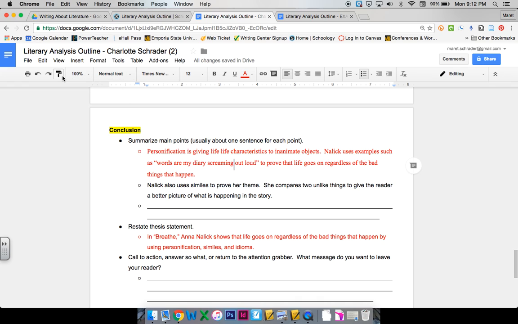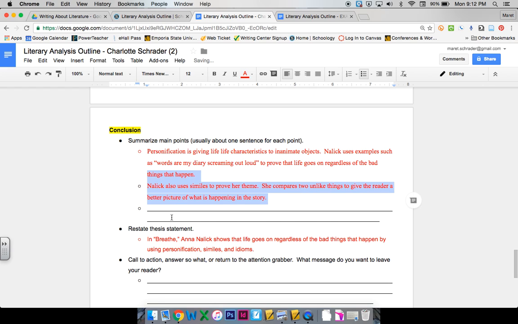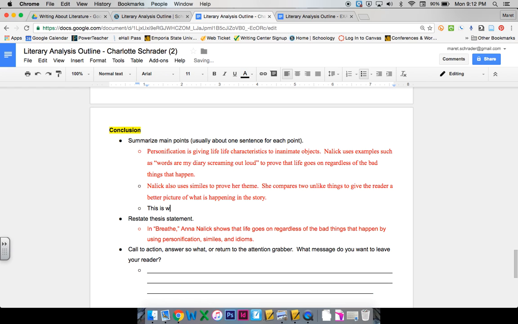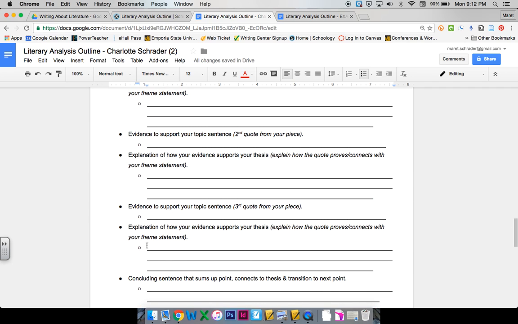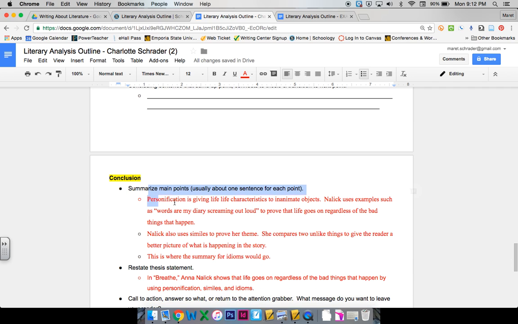And then this is where the summary for idioms would go. So hopefully you kind of see what I'm doing there. Just like I said, 1 to 2 sentences that summarize just what you said up in the paragraph, because it's been a while since your readers read about personification.